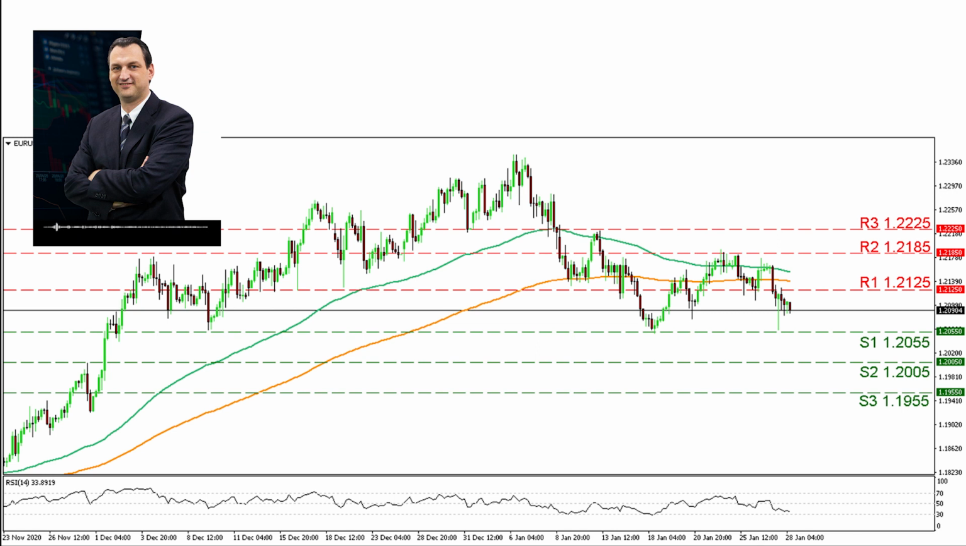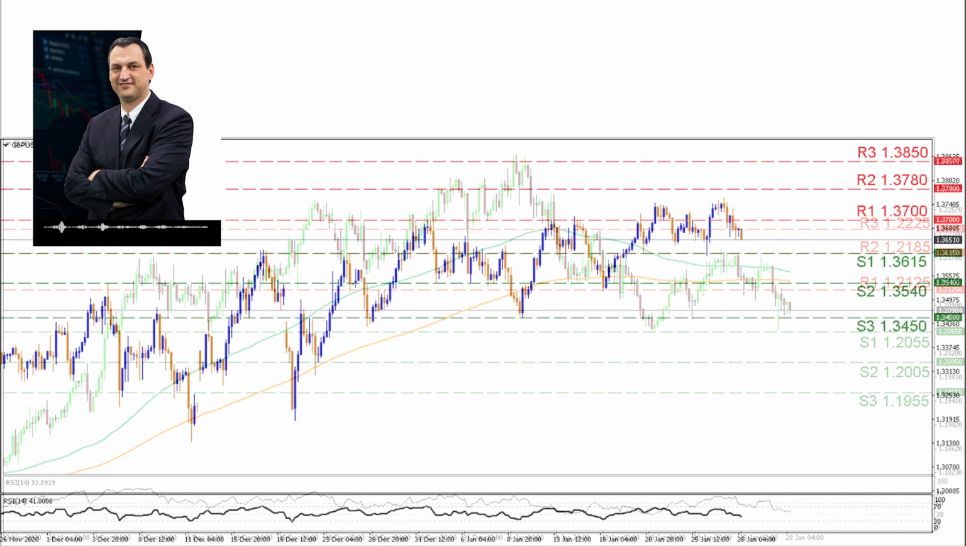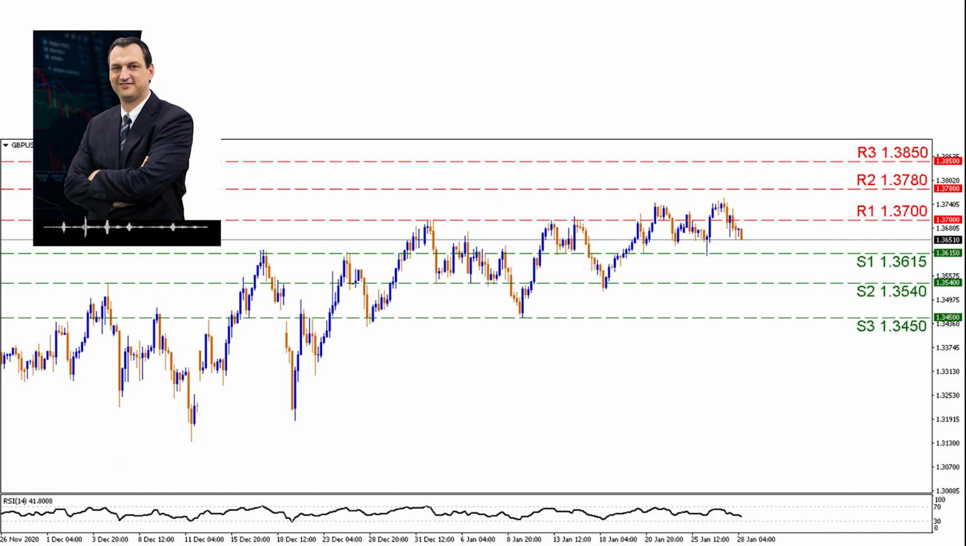Higher, we have noted the R2 1.2185 line, of which the price action consisted from the 21st to the 25th of January, making it very relevant. At the top, we have the R3 1.2225 barrier as a possible target if the buying is strong enough. At the moment, the RSI indicator below our chart is nearby the 30 level, confirming a more bearish sentiment among traders.